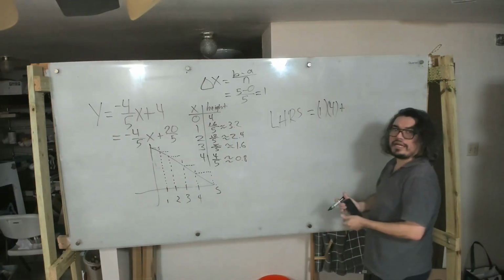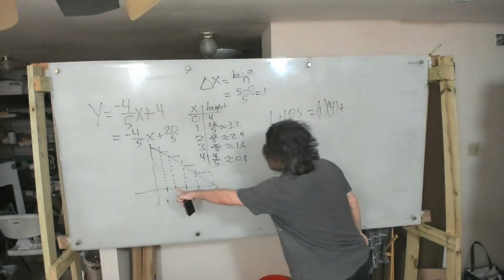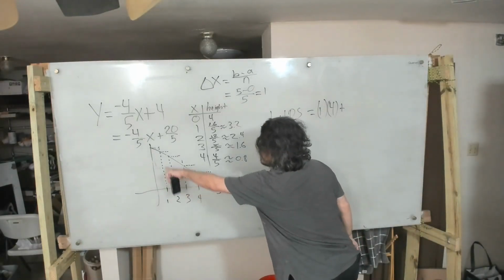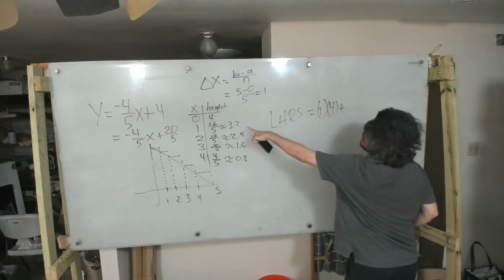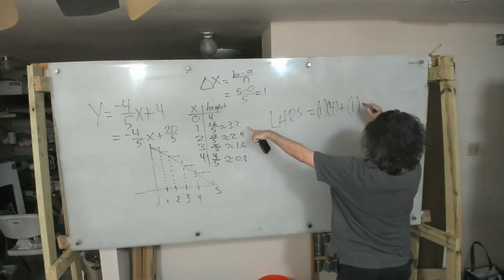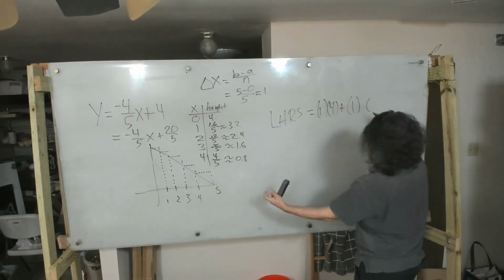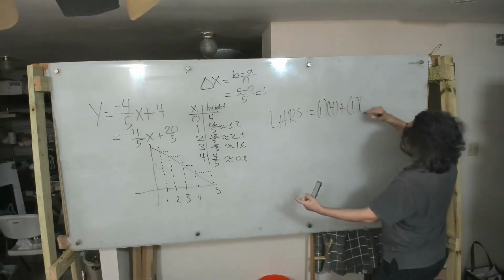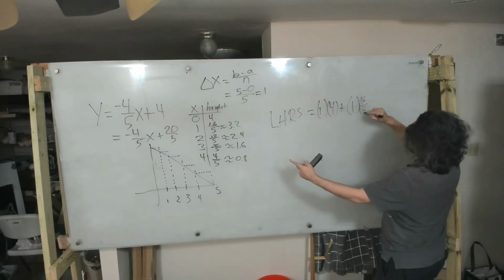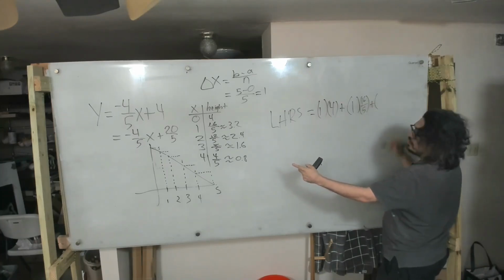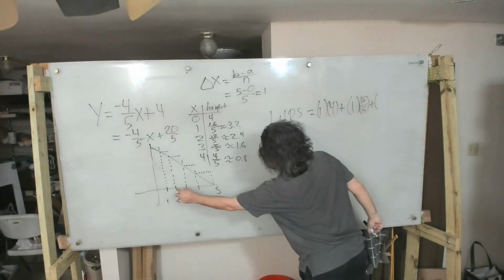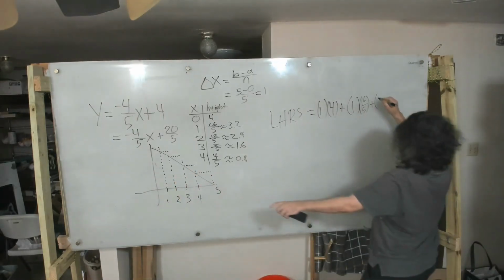Plus, notice, how am I getting the area of these approximately rectangles? It's the width times the height. So the second one is going to be 1, the width at the bottom, times the height, which is 16 over 5, plus the width of the third rectangle, which is going to be 1 again.